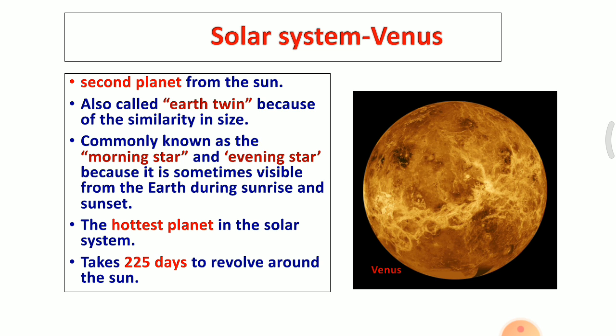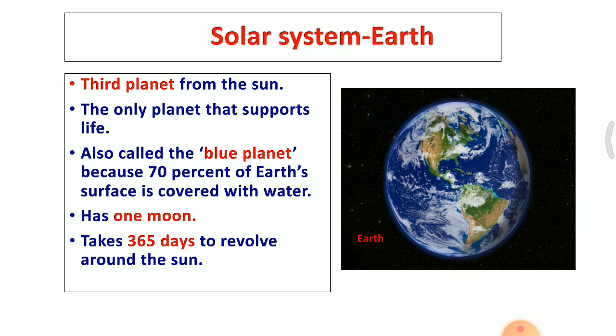So, which one is the second planet from the sun? Venus. And it is also called Earth twin because the size of the Venus and Earth is the same in size. So, it is called twin of the Earth. The nickname of the Venus is morning star and evening star. It is the hottest planet in the solar system. It takes 225 days to revolve around the sun.